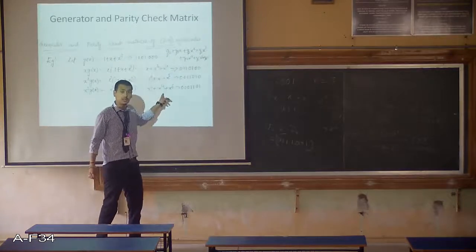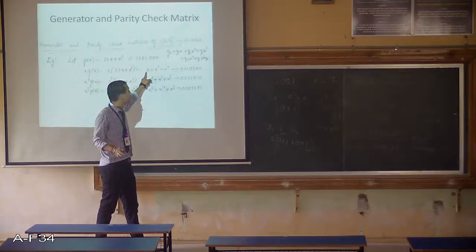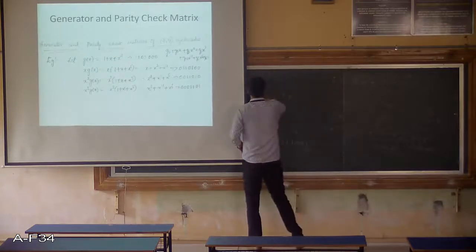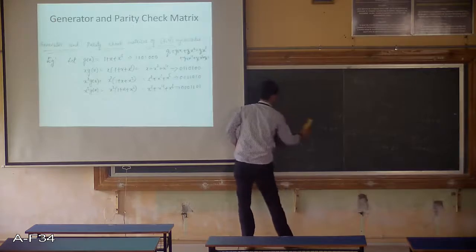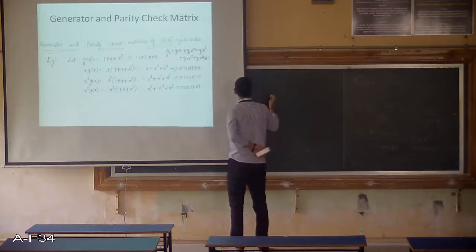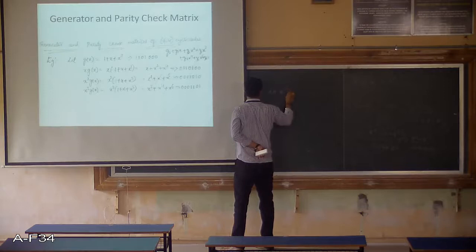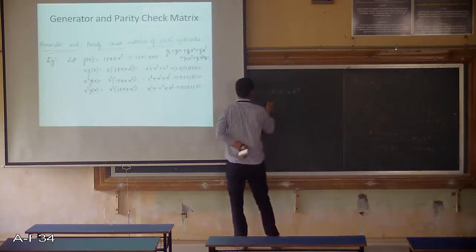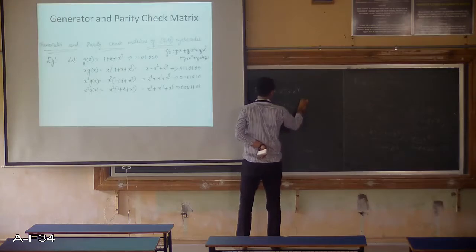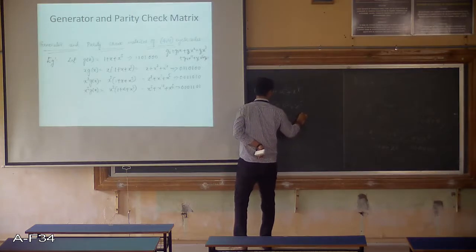Once after getting the polynomial equations, I have to convert them to binary. How? I don't have a term x power 0. Let us take the polynomial equations here and generate a generator matrix. The first row polynomial equation is x plus x square plus x power 4. Similarly, the second row is x square plus x cube plus x power 5, and the third row is x cube plus x power 4 plus x power 6.